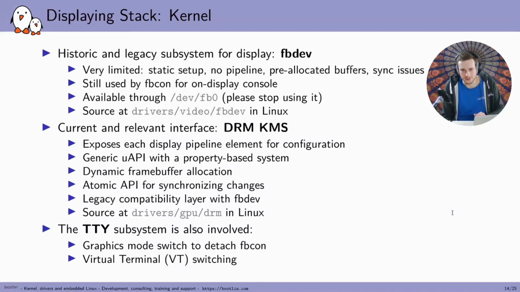Now, finally, another subsystem of the kernel that is involved is TTY. So when you start up your system with the Linux kernel, initially all you have on the screen is the frame buffer console with a TTY. So that's a kind of a terminal. And if you want to start a graphic session, you have to ask the kernel to detach FBCon, so to detach this frame buffer console. So this is the graphics mode switch that can be done using some ioctl that the display server will call.